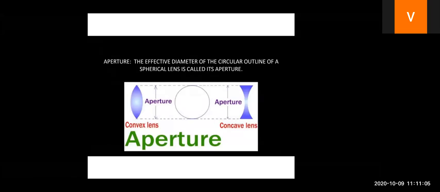Now the last term is aperture, right? So what is aperture? It is the diameter of the spherical lens, right? You have the outline of the lens, so its diameter. So this thing is your aperture. So aperture is the effective diameter of the circular outline of a spherical lens.